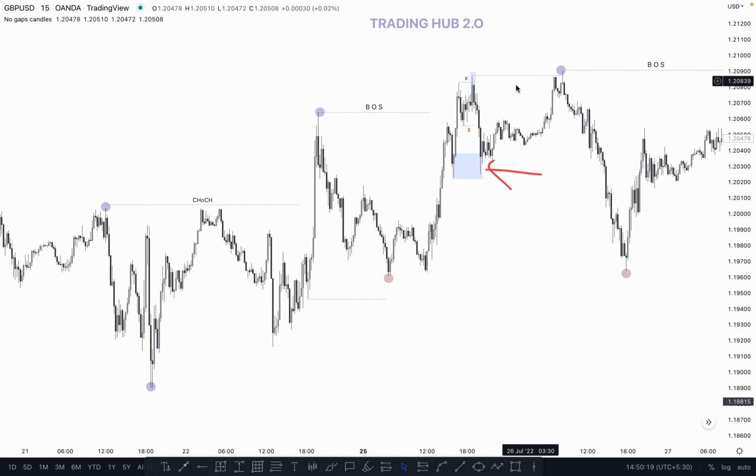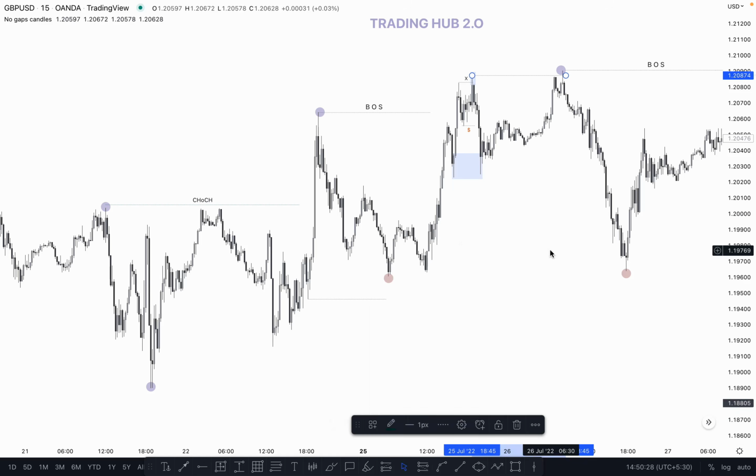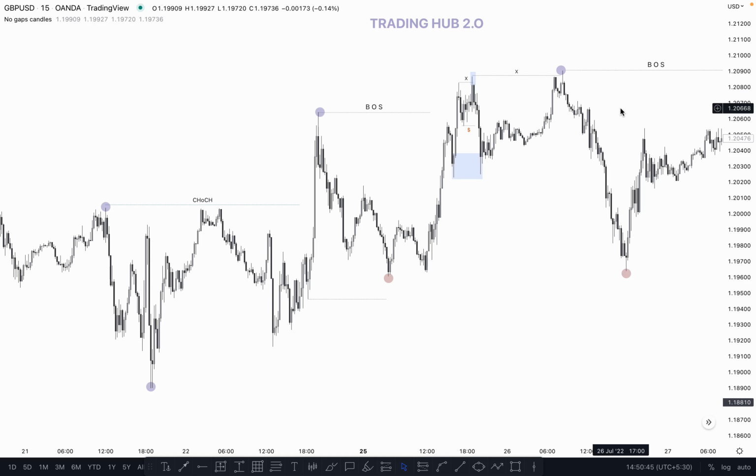So we can set a target here. Then what happened here, after this one, the market just swept the liquidity. In this case, the same thing happened here, we can again sell here. So once the market sweeps this high, we can again sell after lower time frame confirmation.